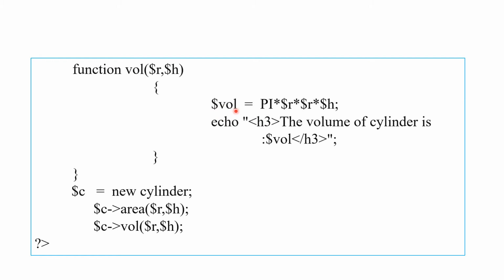By using this formula, volume is equal to pi r square h, and then you can display this volume. The volume of cylinder is $vol. After closing the class you can create an object for your cylinder class by using new, and by using this object you can call the methods area and volume. It will call the area and display the area of the cylinder, and the volume function displays the volume of your cylinder.